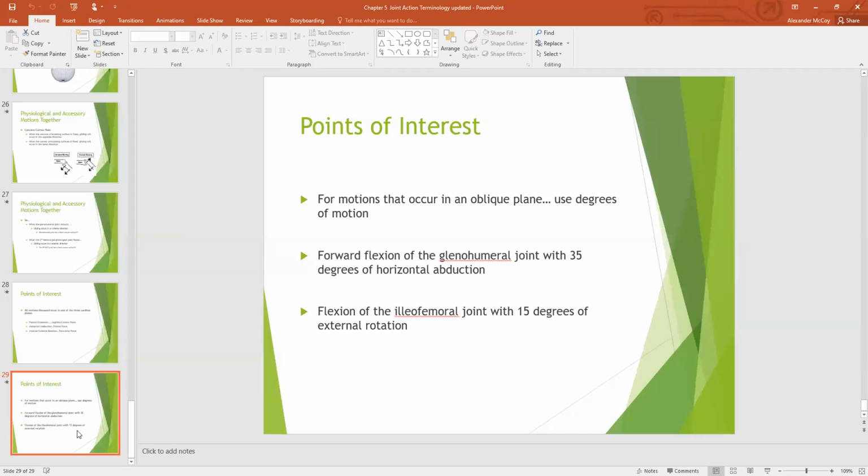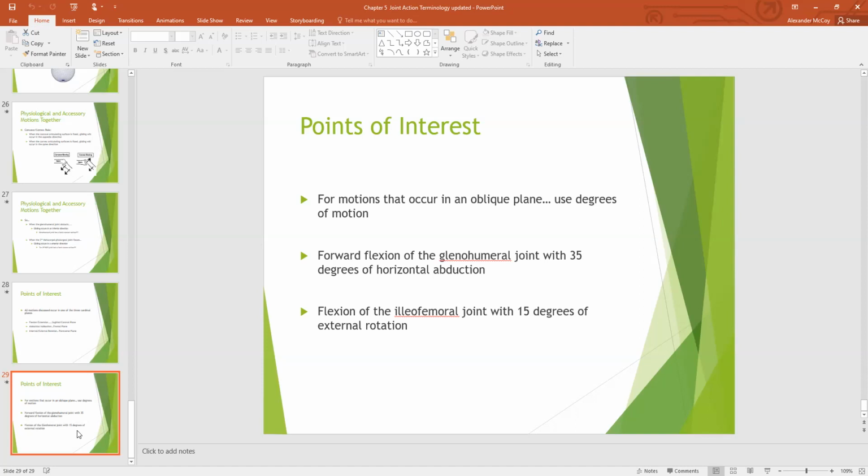Everybody kind of visualize that. You can do that with me. So we brought the arm up to shoulder height and then took it out away from the body 35 degrees. That would be a motion that occurs in an oblique plane. I know we're getting nitty-gritty here, but it does help whenever you're trying to diagnose someone or get measurements from somebody whenever you're evaluating someone.